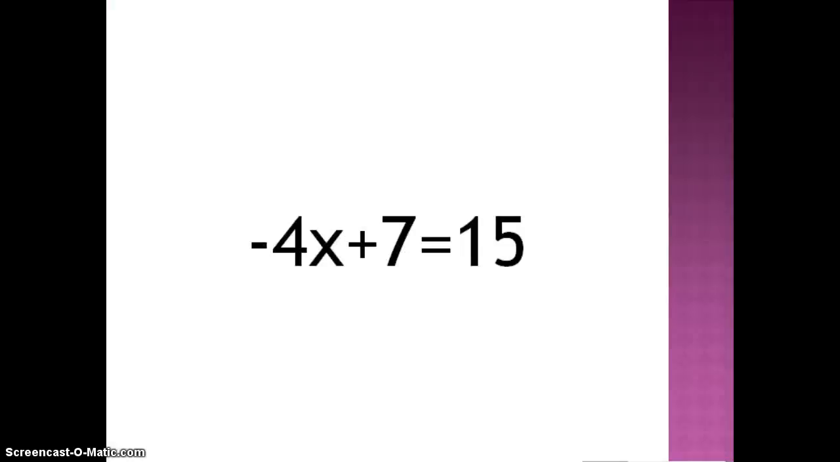The first thing that you must do when solving a one-variable algebraic equation is to, of course, write down the problem. That is the very first step in solving an algebraic equation. It helps you to visualize how to solve the problem.